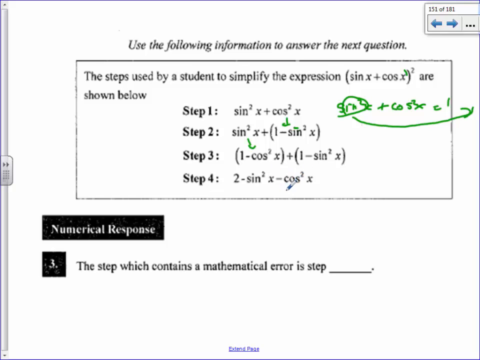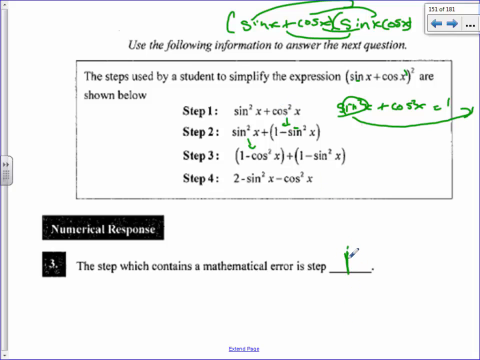Actually, their mistake was in step 1. When you take sine x plus cosine x and square it, you have to actually FOIL it. We have to do all 4 terms, and they skipped 2 of them. Does that make sense? This one's really mean because you might not remember to look from this one back to step 1, but step 1 is the one where they screwed up.